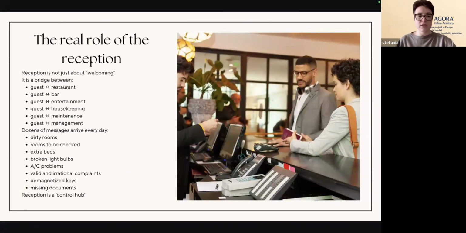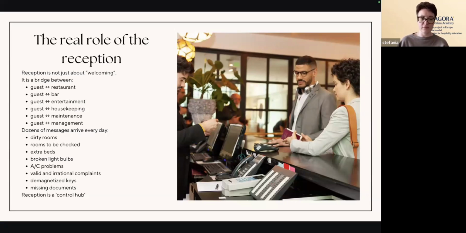The real role of the reception. The reception is not just about welcoming, but it's the bridge between all departments: restaurant, bar, entertainment, housekeeping, maintenance. Why? Because when we go on holiday, if we have a problem in the room, we go to the reception. If we need to book a tour, we go to the reception. That's just an example. And the reception will manage a lot of messages every day.